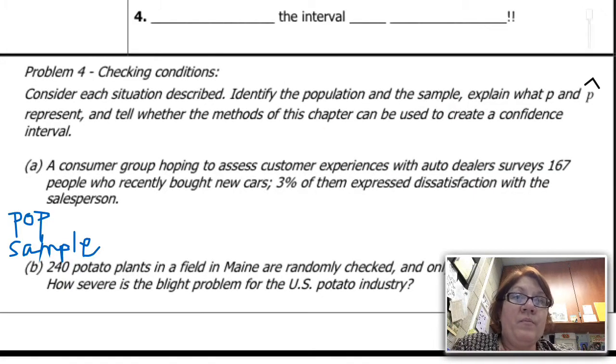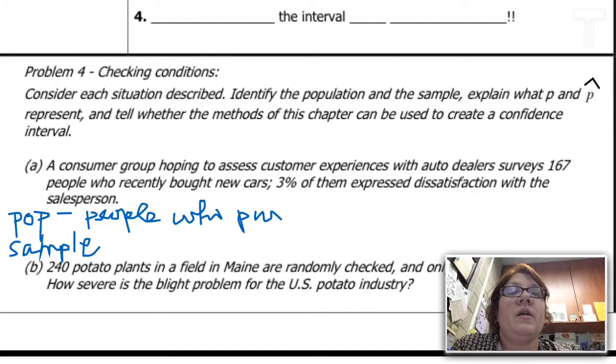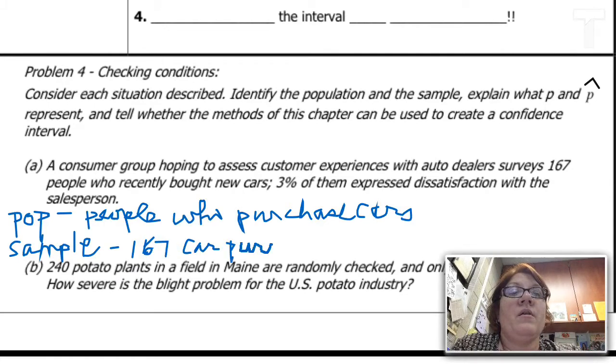So a few problems where you get to check the conditions and figure out what pieces you need to find useful. In terms of the population for this first prompt, after you've read it first, it would be people who have purchased cars. And then the sample would be the 167 car purchasers surveyed.